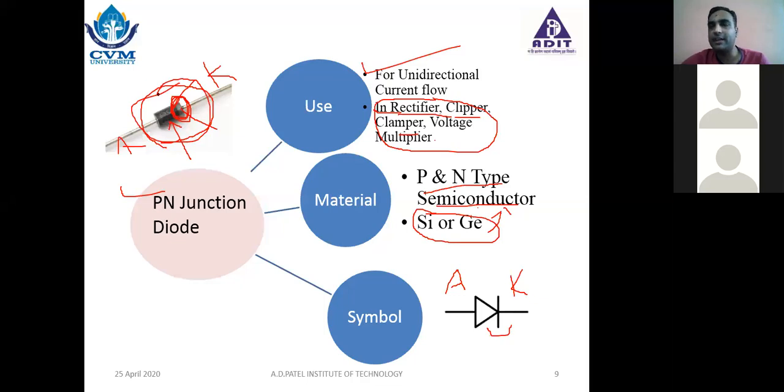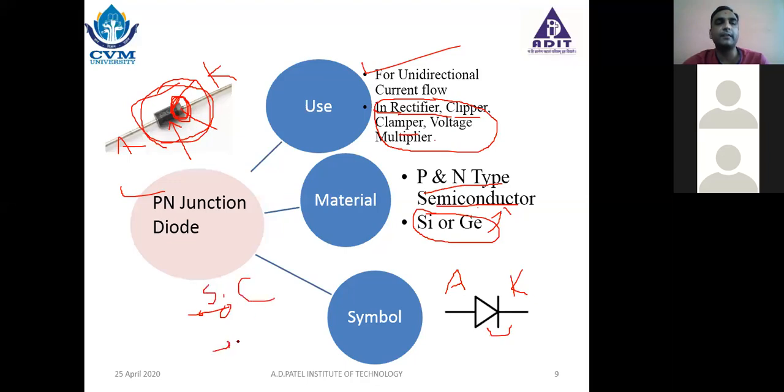Now, what is the speciality of the PN junction diode you are studying now? It is operated in two regions. One is called forward bias, one is called reverse bias. In the forward bias region, you will have very less resistance, around 40 to 50 ohm, so it will be treated as a short circuit. A simple connection between two points is treated as a short circuit, SC.